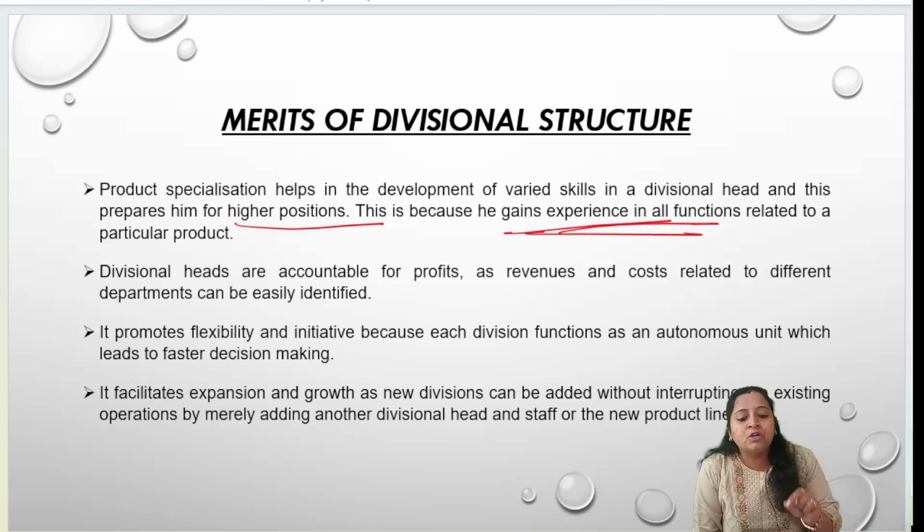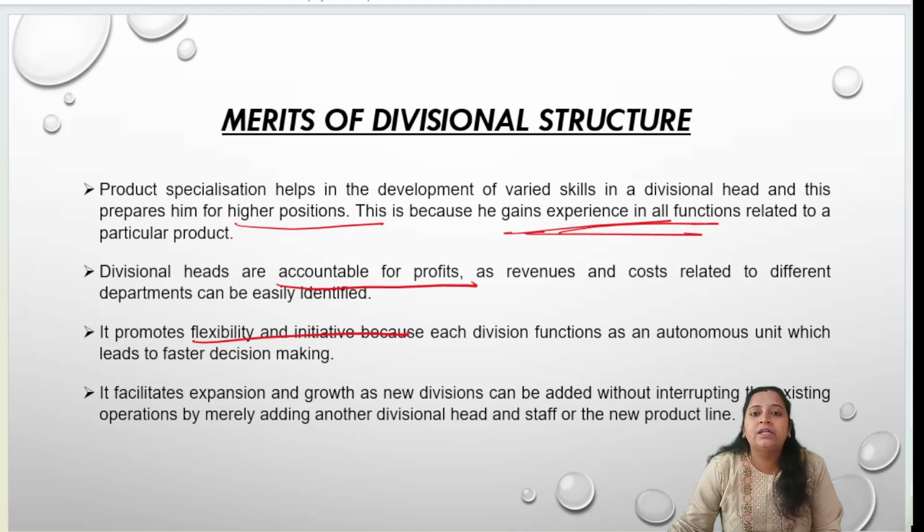Next, it promotes flexibility and initiative. What do you mean by flexibility? Flexibility and initiative. This word should be there. Here, accountable for profit should be there. Flexibility in the sense that you can keep on changing according to the changes happening in the market.